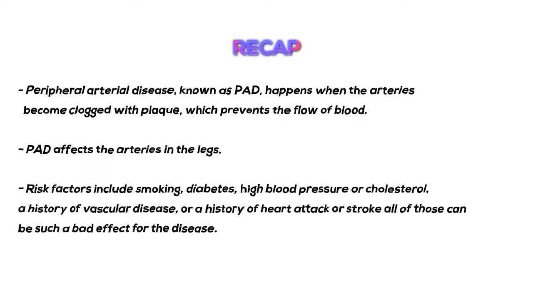Peripheral arterial disease, known as PAD, happens when the arteries become clogged with plaque, which prevents the flow of blood. PAD affects the arteries in the legs, while most people think that it affects the arteries in the heart. That may not seem like such a big deal, but even if the arteries in your legs become clogged, you are still at increased risk of heart attack or stroke. PAD mostly affects older people aged 50 and over, but it can also affect other ages. 1 in every 20 people over the age of 50 has PAD.